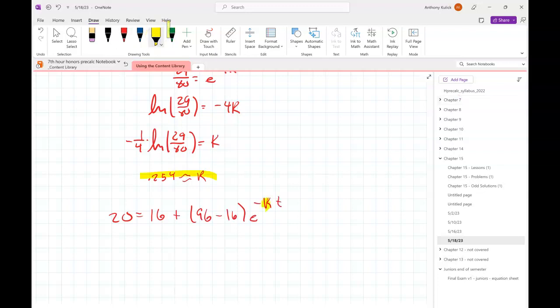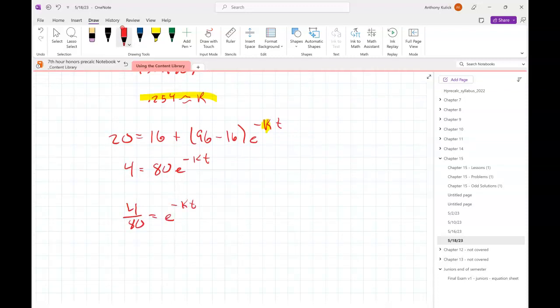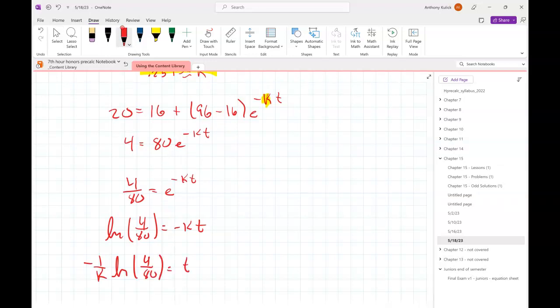Just for the record, I'm just going to write K, even though we know what K is now. Everybody's good with that? I just don't want to write all the decimals. It's a hassle for me. So same steps, right? I'll subtract the 16, simplify, divide by 80. Yes, I know that can reduce, but it's all going into the calculator anyway, so I'm not going to hassle with it. Natural log both sides, and then divide by negative k. That ought to do it.